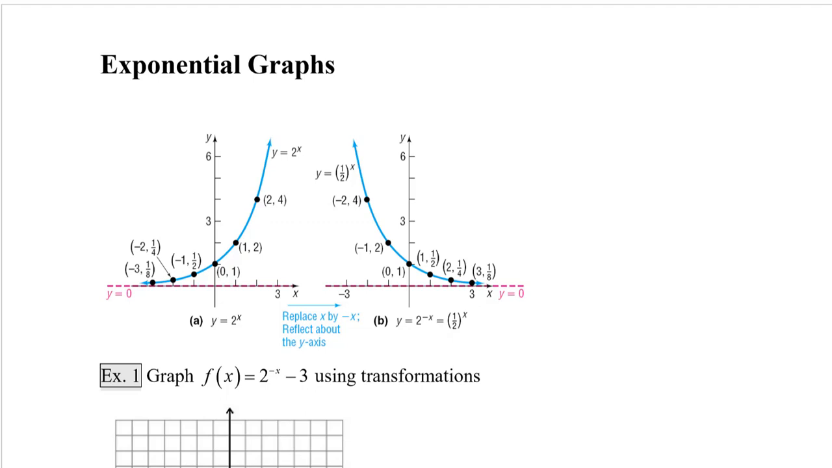Notice that when the base is greater than 1, as in 2 to the x, the function is increasing as we look at it from left to right. And when the base is between 0 and 1, like the one on the right, our function is decreasing.